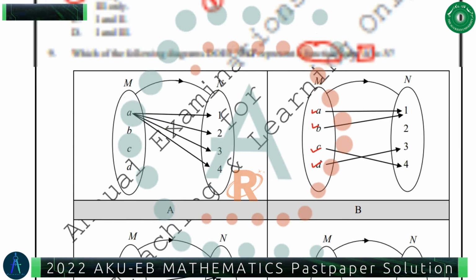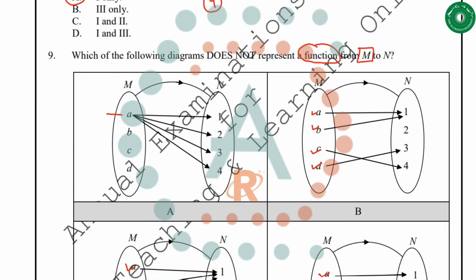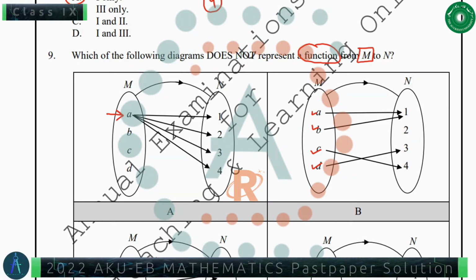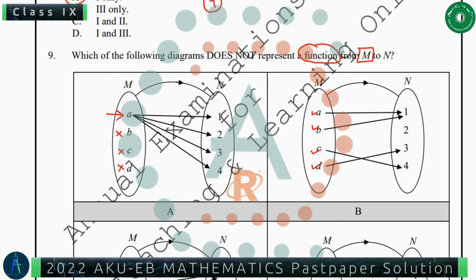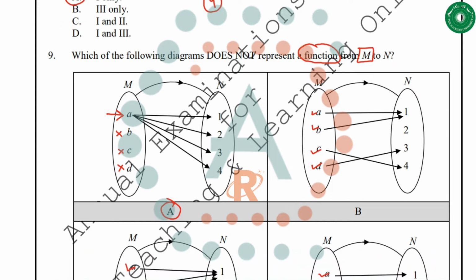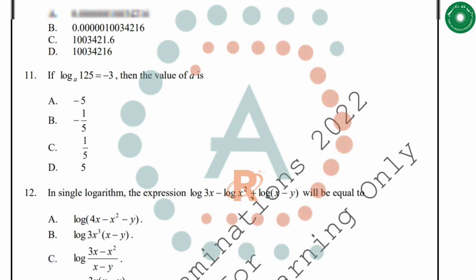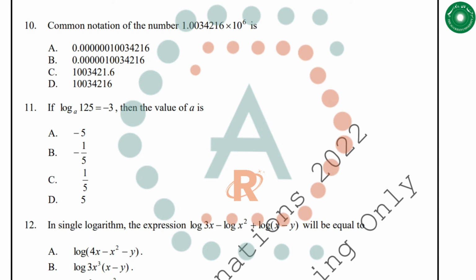While in option A, as we can see, this element in set M has multiple images in set N, or in short, the domain of this relation is not equal to M. These four elements do not have any image in set N, so this is not a function, this is just a binary relation from M to N. So option A is the right answer for question number 9.